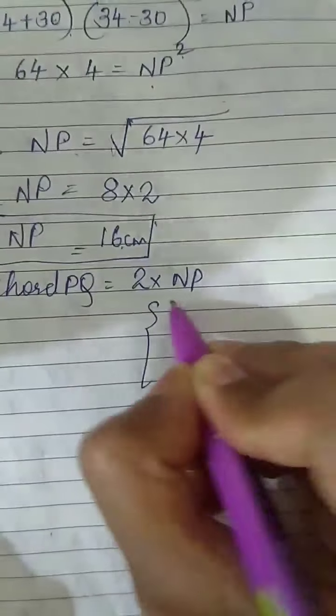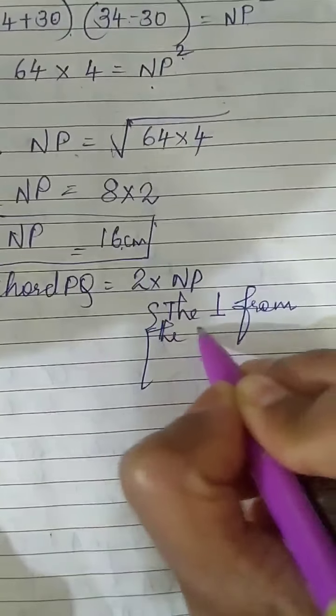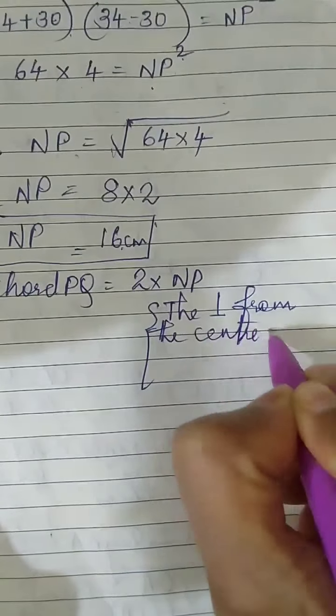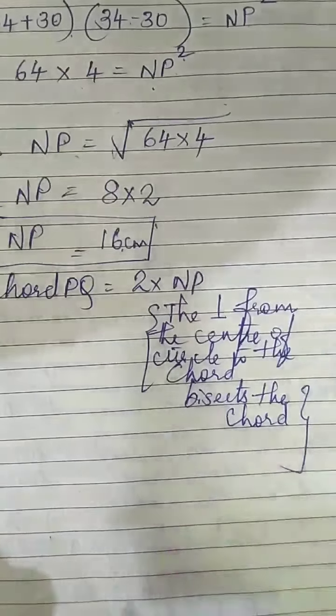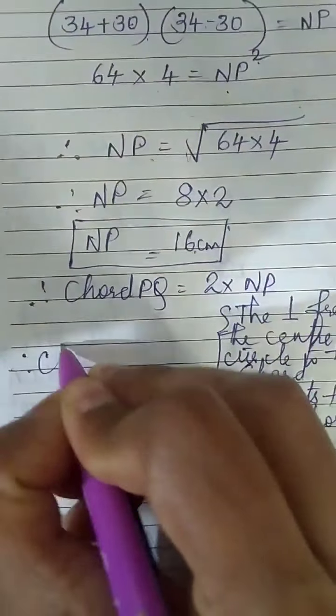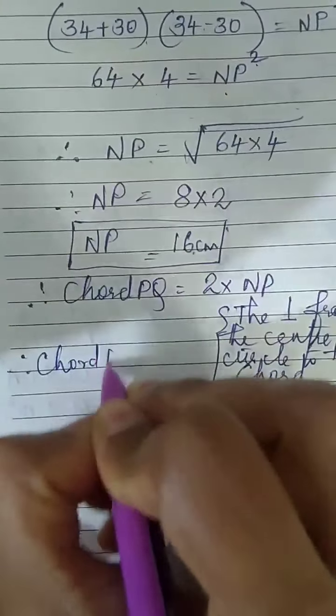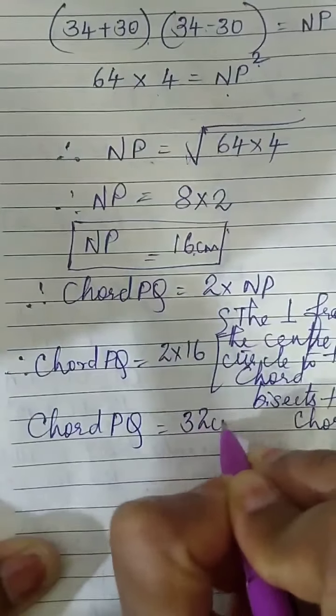Why? Write the reason. The perpendicular from the center of the circle to the chord bisects the chord. Okay, equal parts में divide करता है. So therefore, how much will be the full chord? The whole chord will be 2 into 16. So chord PQ will be 16 2s are 32 centimeter.